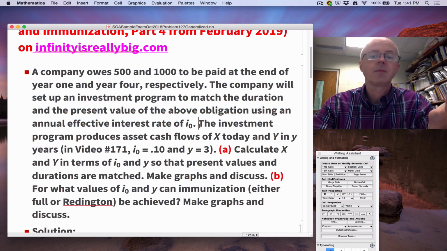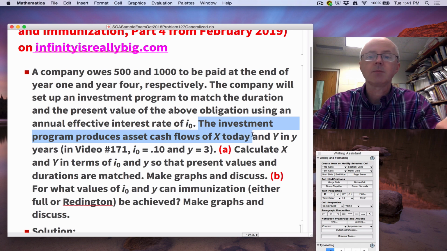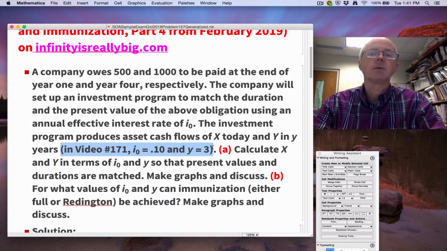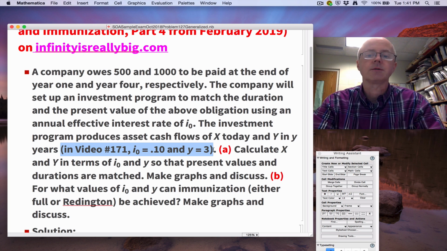That's something new. The investment program produces an asset cash flow of capital X today at time 0 in the present, and capital Y in little y years. Okay, so little y is arbitrary now. In video 171, the last video, I0 was 10%, 0.10, and little y was 3. Right? And we saw that this was not enough to immunize the liabilities by the assets. So that was kind of thought of as being a bad thing. And the big picture of this video is, can we fix that? And how do you know whether you can fix it or not?